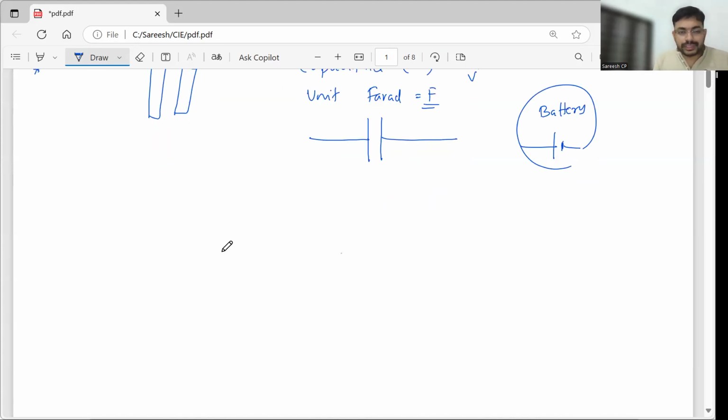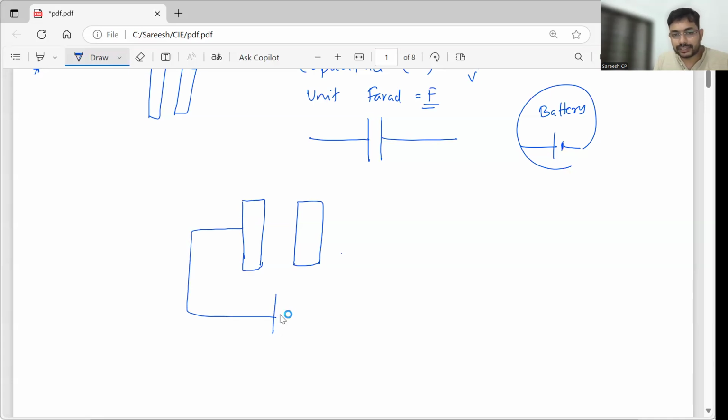Okay, so a capacitor is basically two parallel plates separated by an insulator. For example, if you have a conducting material, let's say aluminum foil, and I make the aluminum foil into this kind of a piece and another one, now this has become a capacitor. If I connect this capacitor to a battery, then the capacitor will start getting charged.